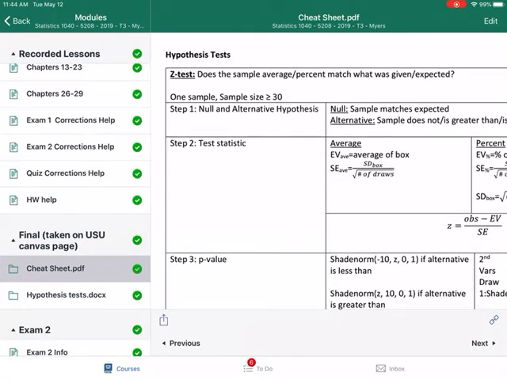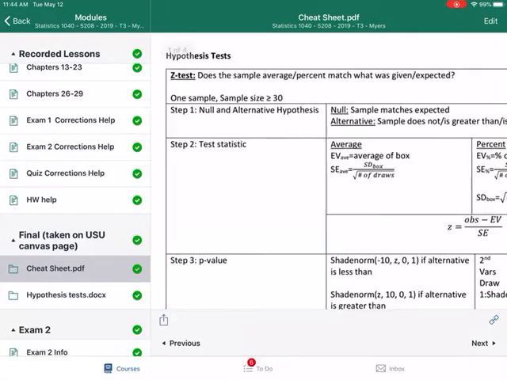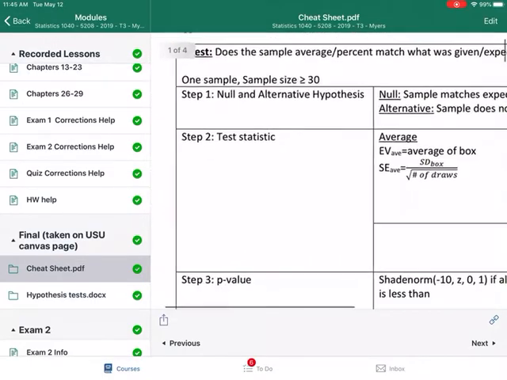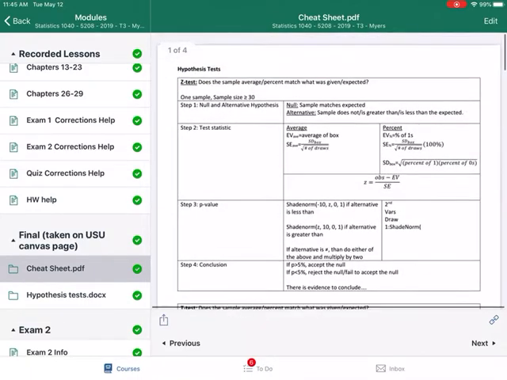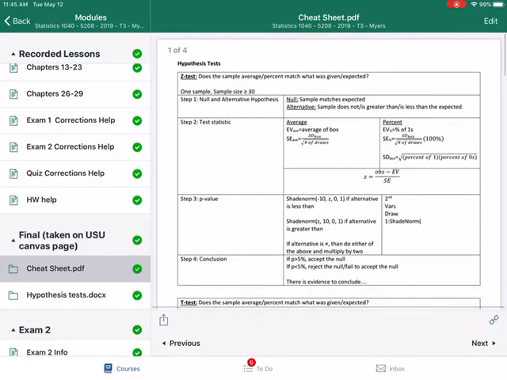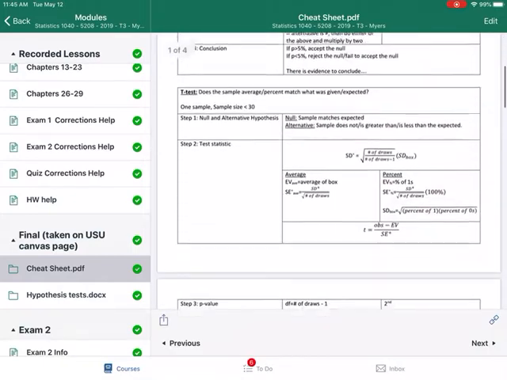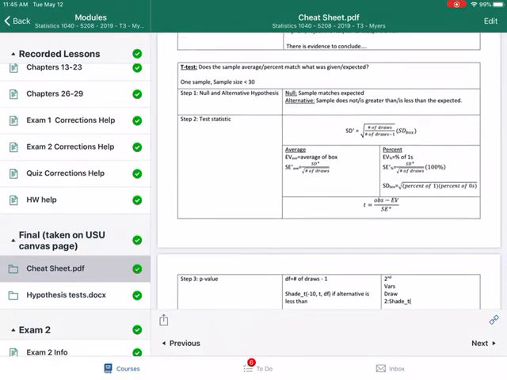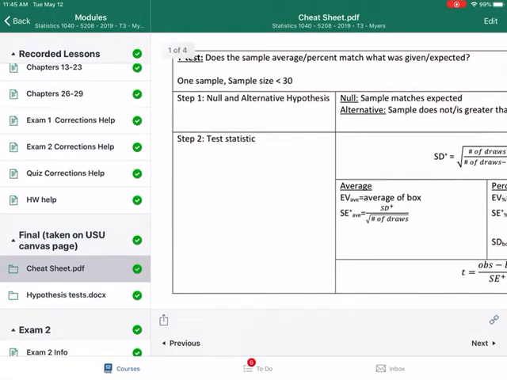So we covered the z-test. How you know you're going to be doing a z-test is it will ask, does the sample average or percent match what was given or expected? So we looked at light bulbs. Was the life expectancy actually 500, or did it average lower than that? And we used the z-test on sample sizes bigger than or equal to 30. And then we just went through these 4 steps to do it.